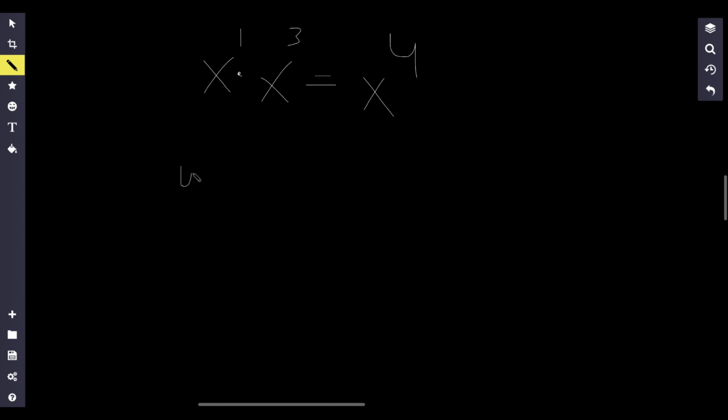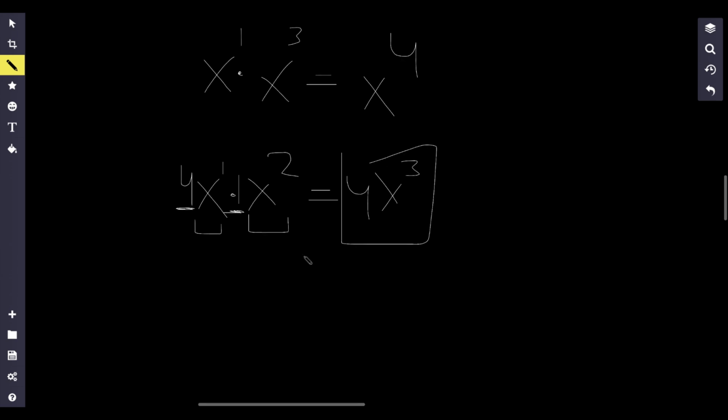Let's say you have 4x times x to the second power. Well, whenever you're multiplying monomials together, you're going to multiply the coefficients first, and then you multiply the x terms next. So what's 4 times 1? That's 4. What's x to the first power times x to the second power? That's x to the third power.